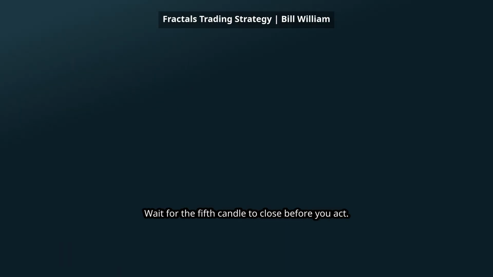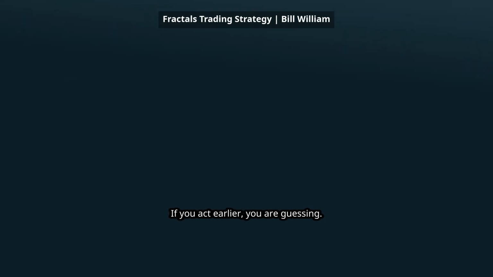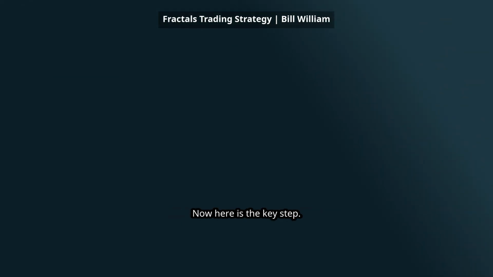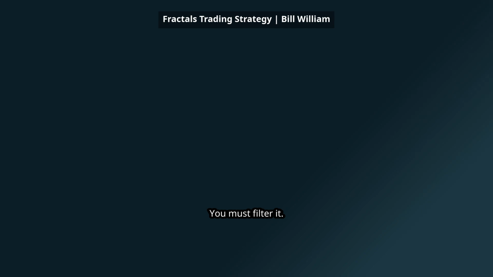Now here is the key step. Do not trade every fractal you see. On M5, you will get dozens. Most are noise. You must filter it. I use the Alligator to filter, but for this episode, focus on time symmetry. Check the distance between fractals.